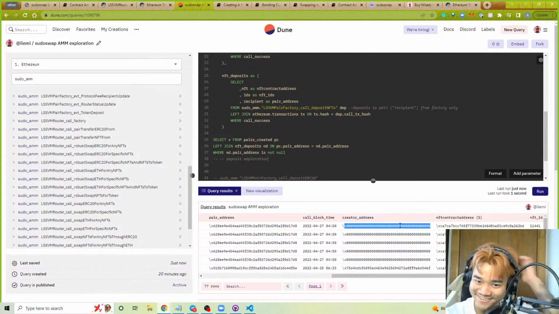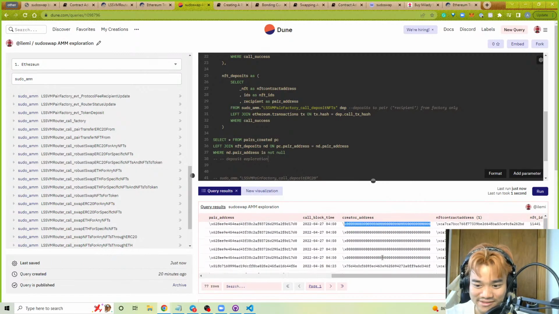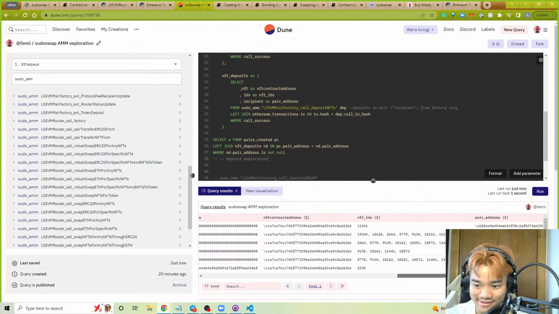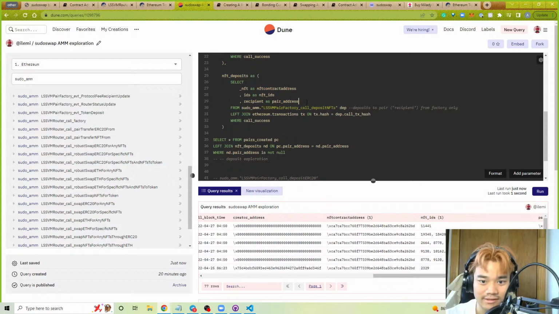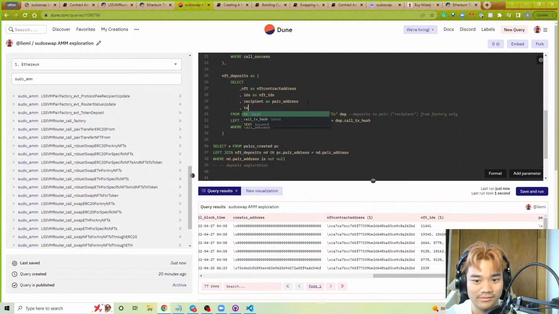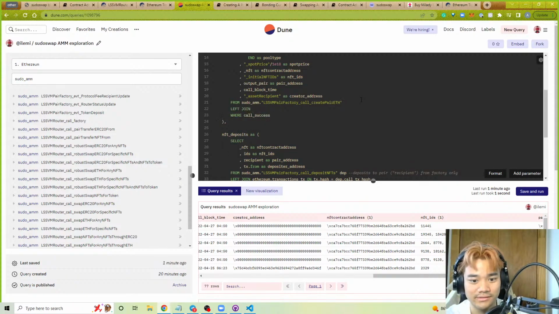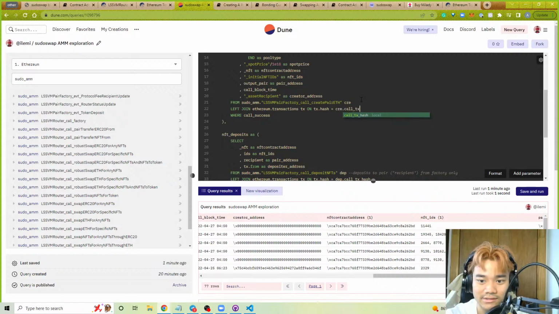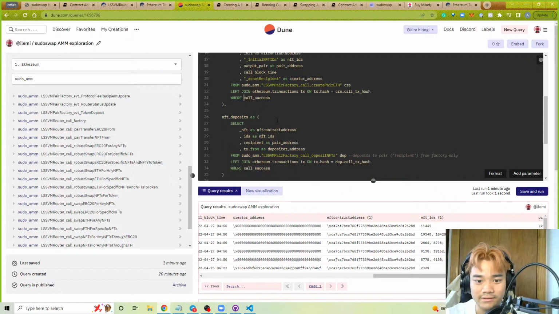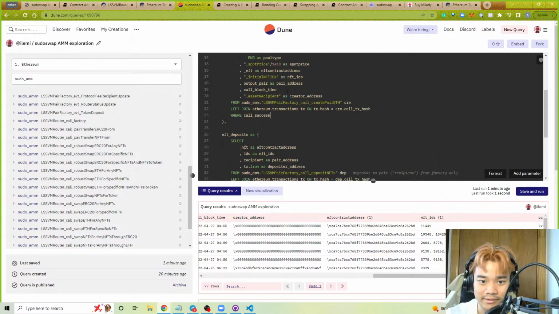Oh no. Asset owner is not creator. Because why do we have so many zero null addresses? Okay. Oh, and we need depositor. Transaction dot from as depositor address. Okay, let's do this. Left join dot transactions. This is getting expensive. Create equals create dot call transaction hash. Where success? Yeah. Okay.